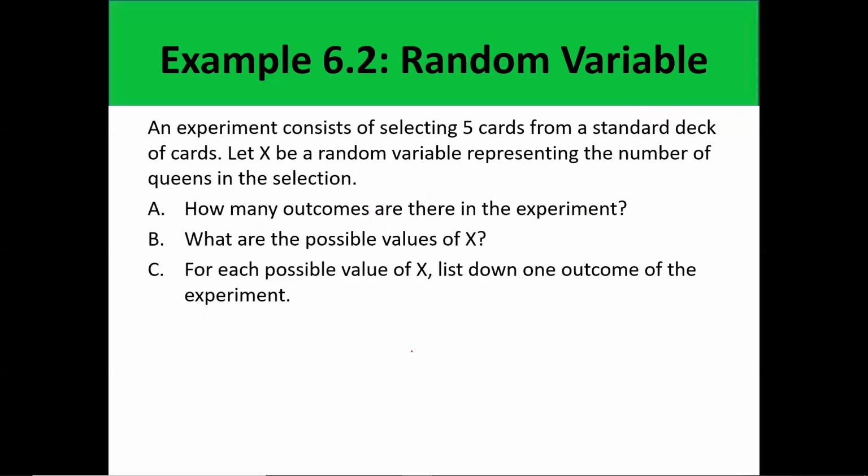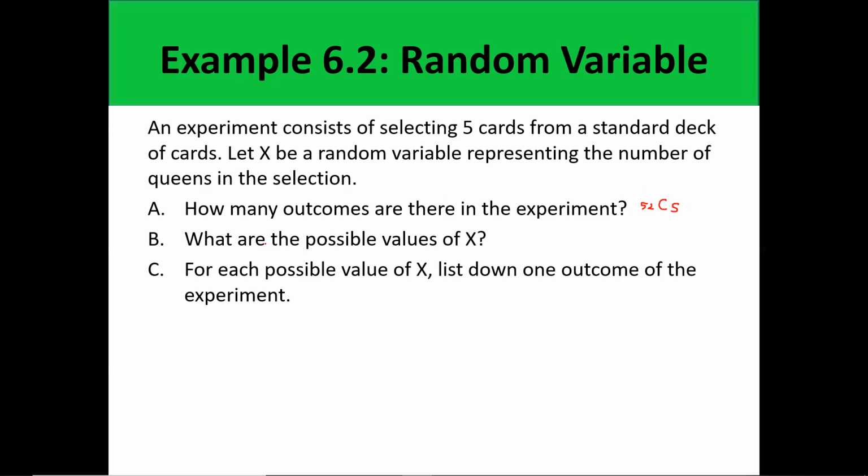So let's have another scenario. Let us consider an experiment consisting of selecting 5 cards from a standard deck of cards. Let x be a random variable representing the number of queens in the selection. The first question is, how many outcomes are there in the experiment? Since the experiment is selecting 5 cards from a standard deck of 52 playing cards, the total number of outcomes would be 52 combination 5. You can just use your calculators to determine the exact value of this quantity.